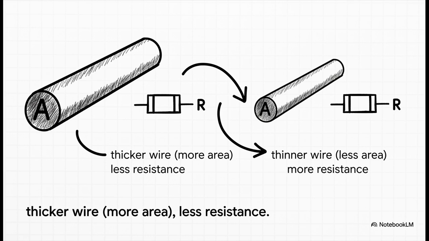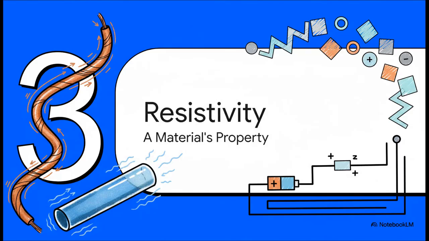A thicker wire is like a wide open highway, plenty of room, low resistance. A super thin wire is a traffic jam waiting to happen. Less space, much higher resistance. So we know that shape is a really big deal. But hold on, there's still a piece of the puzzle missing.